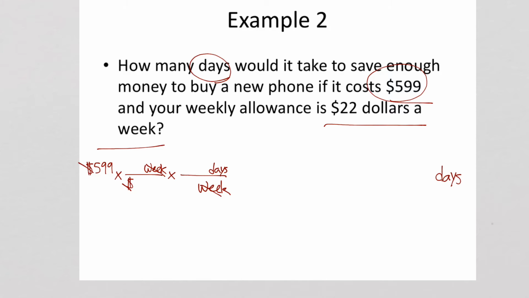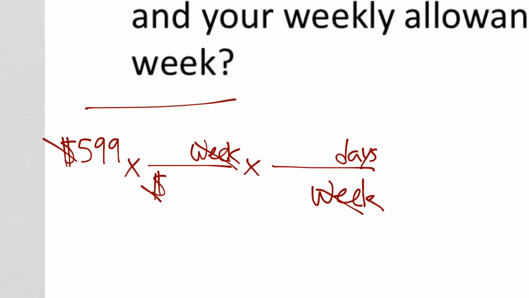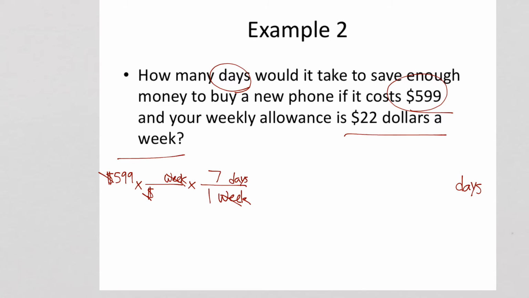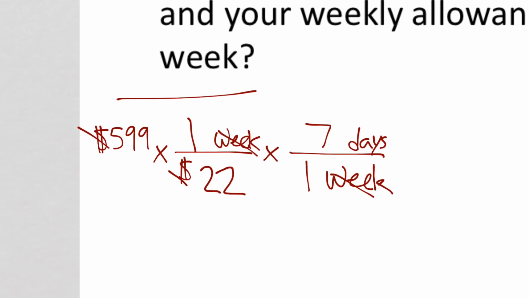Let's go back and fill in our numbers. Usually with these numbers, we read these numbers. So there's no place given here, but you would read in your mind, 7 days is in 1 week. From our question, we have $22 is in 1 week. So you can see where these numbers come from. You read them. Okay?